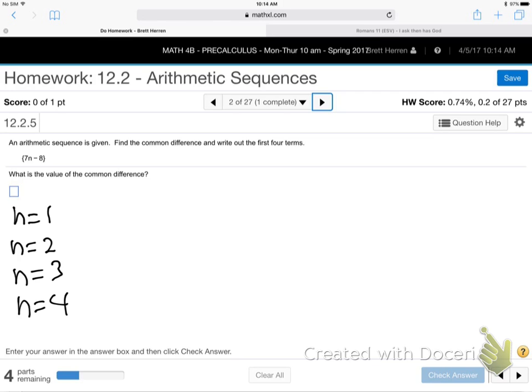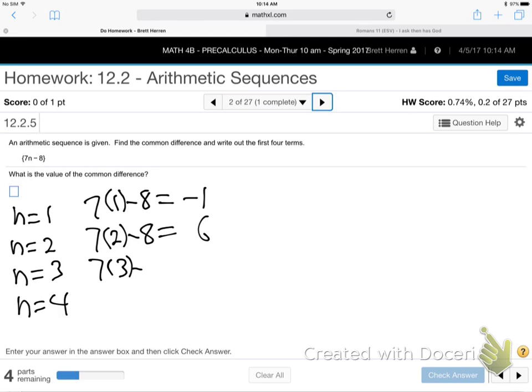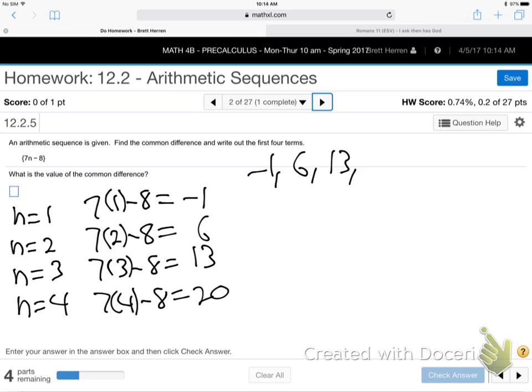Okay, so you plug in 1, you get 7 times 1 minus 8, which is negative 1. Good so far? Then plug in 2. 7 times 2 is what, 14 minus 8? 6. And then plug in 3. 21 minus 8. Is it 13? Plug in 4. Is it 20? So the terms are negative 1, 6, 13, 20, and on we go. Good so far what I'm doing?